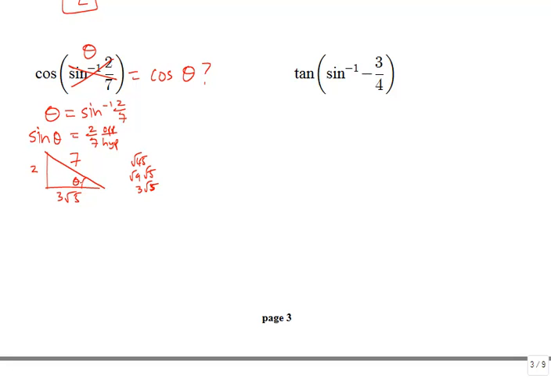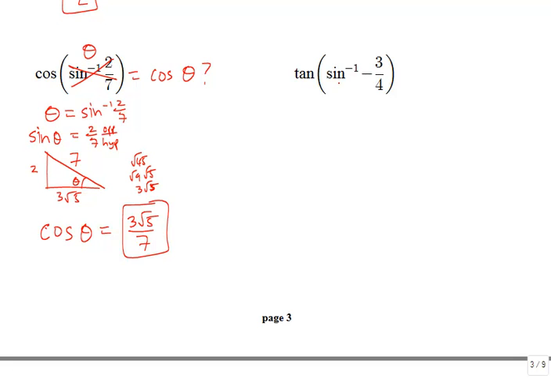So now I know all 3 sides of my triangle. So if sine of theta is 2/7, and that gives me this little triangle, then what would cosine of theta become? Well, cosine of theta is adjacent over hypotenuse. So this is 3 root 5 all over 7. And we're done because we are in quadrant 1 since this 2/7 was a positive sine value, and in quadrant 1 cosine is also positive.